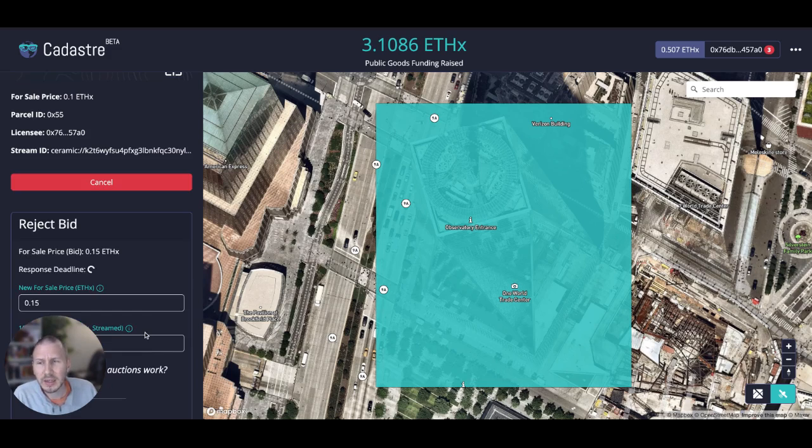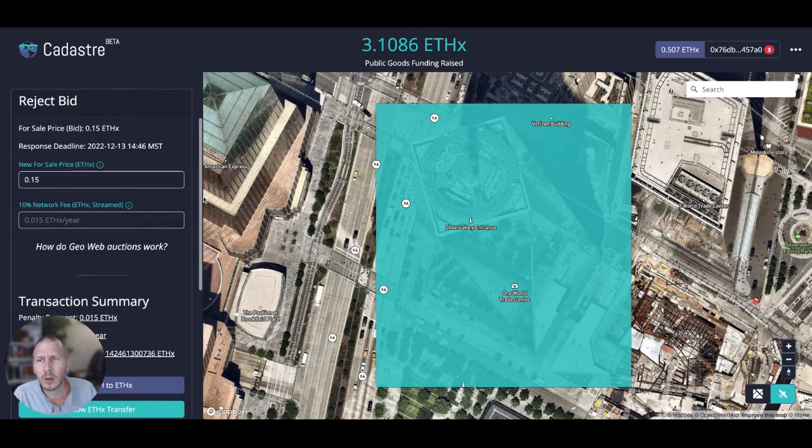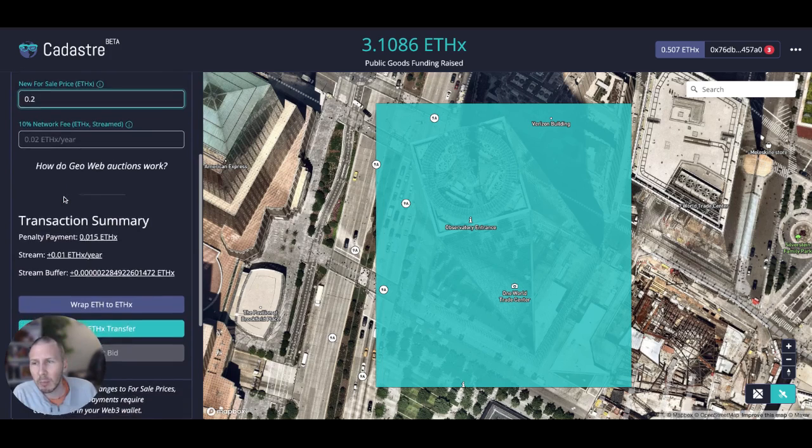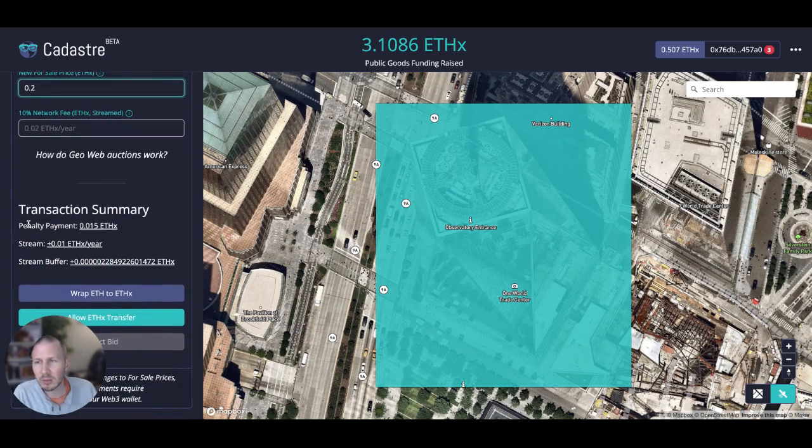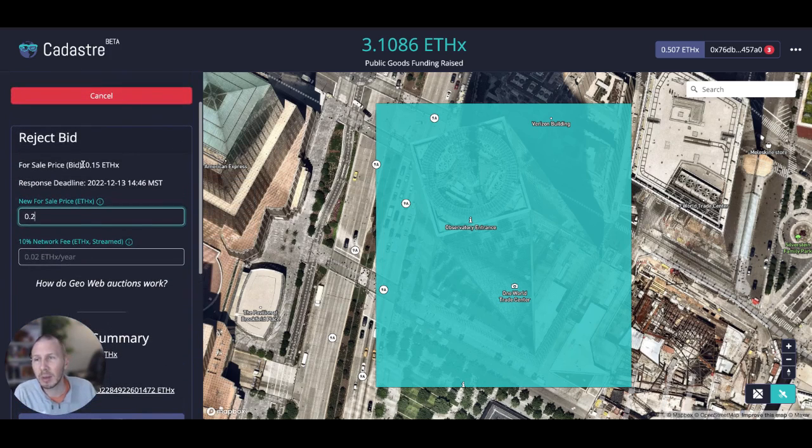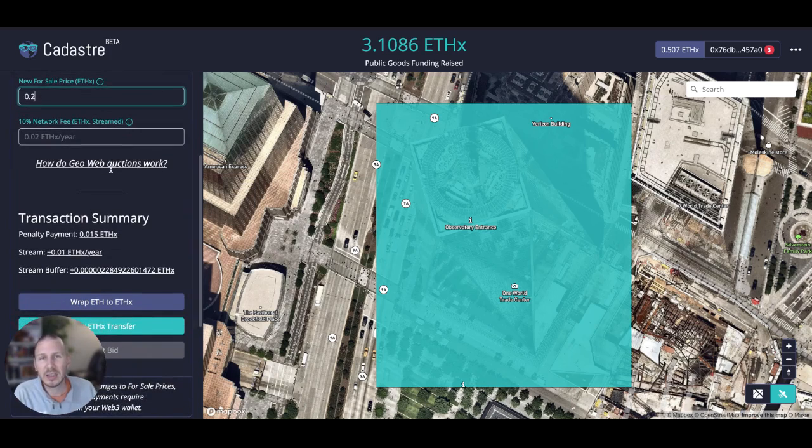If I want to reject it, we start to get into a little bit more complications. To reject a bid, I have to set a new for sale price, of course, equal to or greater than the current amount. We have our network fee, as always. But down here, as we look at the transaction summary, we see a new field, a penalty payment. And this is actually equal to 10% of the incoming bid's value. Basically, that's a year's worth of network fees at the new higher price if I wish to reject the bid.